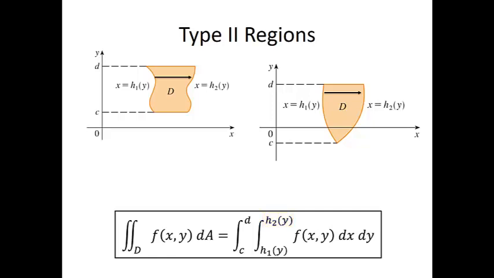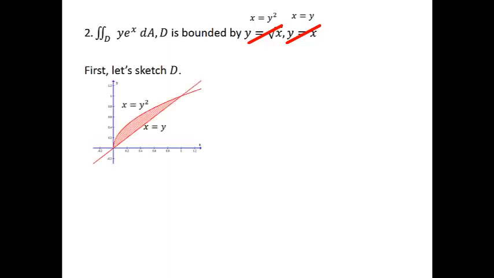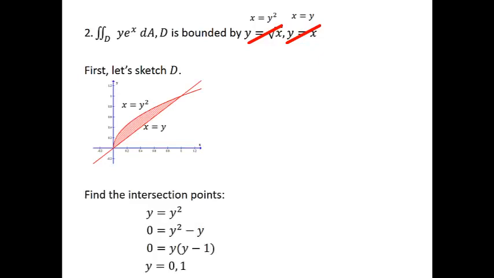So with this in mind, let's return to that example 2 that we had previously. Now we're going to want x equals functions. So we'll rewrite our equations as x equals y squared and x equals y. Again, we start with a sketch and we find the intersection points. We subtract y over, factor, and see that our curves intersect when y equals 0 and 1.